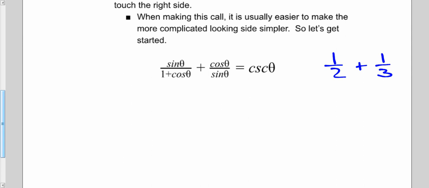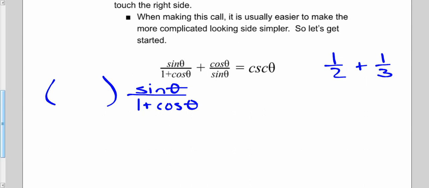So what am I going to multiply this fraction on the left by? Sine over sine. Let's be careful. When we say sine over sine, sine's not a number, is it? Sine is a function that works on a variable. So thank you, Dawson. Sine theta over sine theta. Okay?